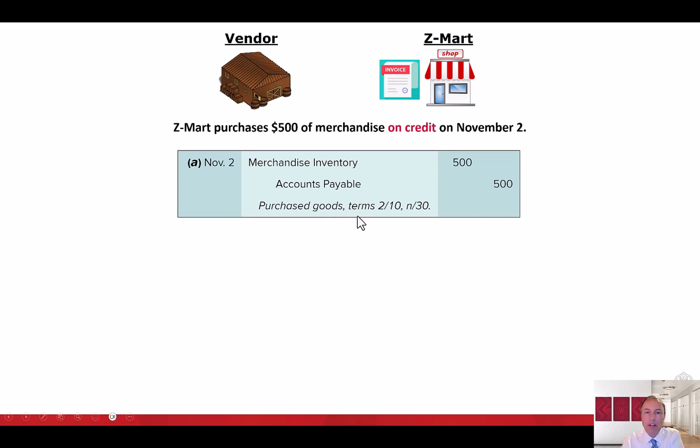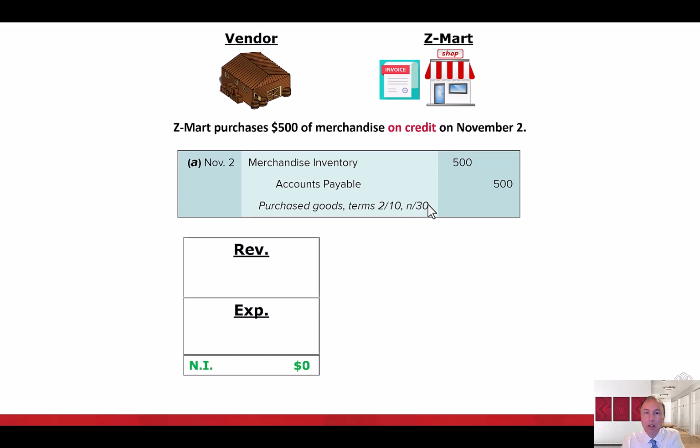Now, one thing you'll notice down here, it says, what's this? Purchased goods terms 2/10, n/30? What does that mean? Well, I'll get to that coming up in just a moment on the next slide. But when we purchase merchandise on account, again, the income statement is not impacted whatsoever. And in this case, assets go up, merchandise inventory, and our liabilities, our accounts payable, increases on the right side. But let's focus on this. What do we mean by 2/10, n/30?